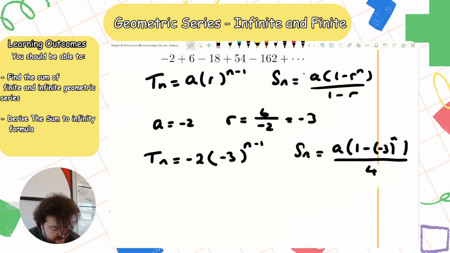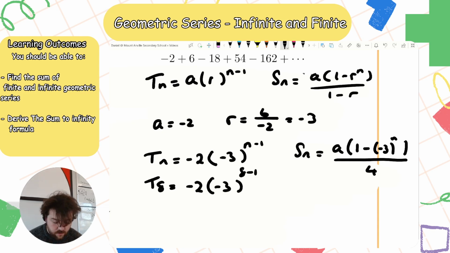So let's sub these in. So I'm looking for T8. That is going to be minus 2 times minus 3 to the power of 8 minus 1, which is minus 3 to the power of 7. So the 8th term of the sequence is 4,374.